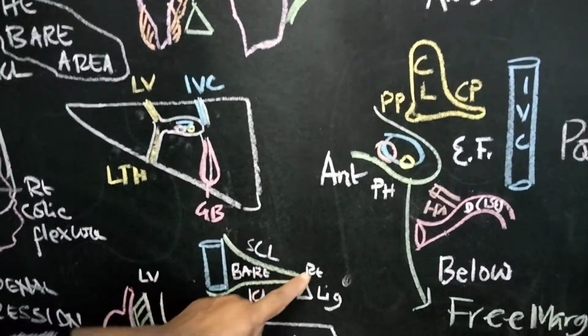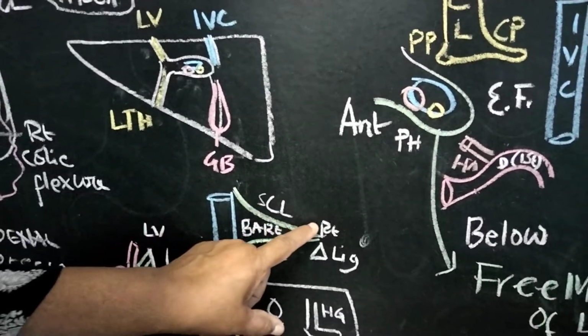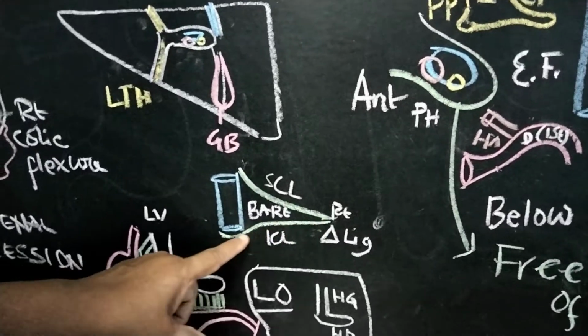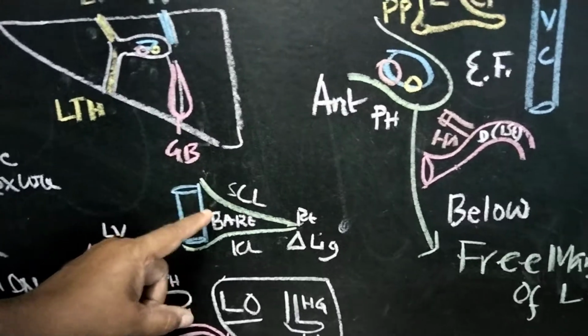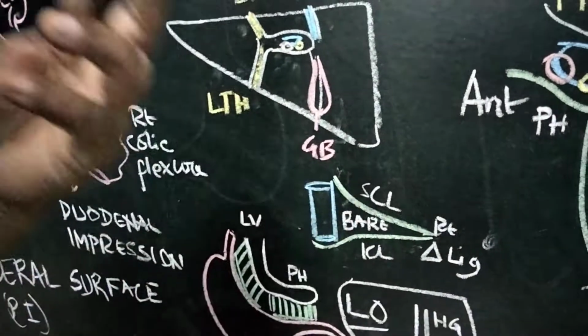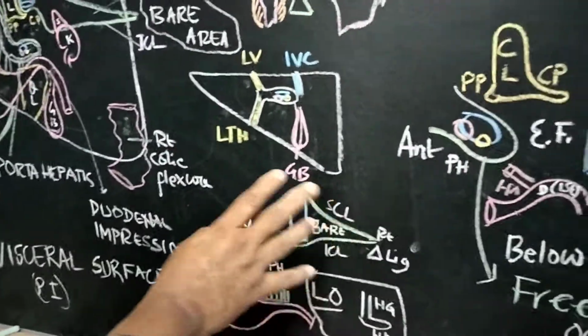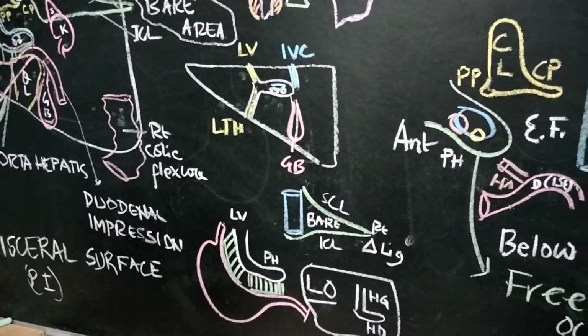Now, this is the bare area. I told you, this is the bare area. It has a base formed by the IVC and superior coronary ligament, the apex by the right triangular ligament, and one side by the inferior coronary ligament. This bare area developmentally belongs to the septum transversum, other derivatives being the central tendon of the diaphragm and the fibrous pericardium. So they are inseparable from each other. This is the bare area which comes as a short note.